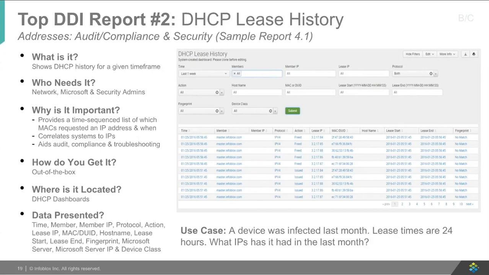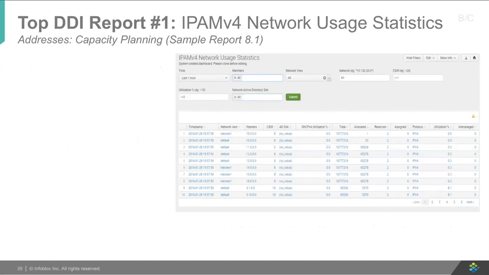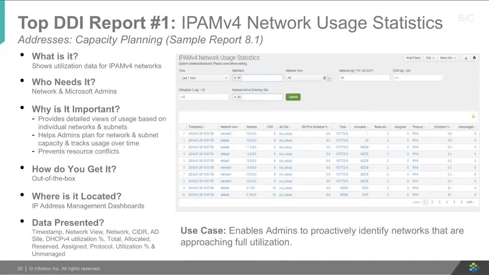All right, and then drum roll, please. So this is the top report that we have, the IPAM v4 network usage statistics report. And again, this is a capacity planning report, really, and it helps admins to proactively identify the networks that are really coming close to full capacity. And so this is really one of the most helpful reports that we have. Nobody wants to get the 2 a.m. phone call stating that there's an issue, and this certainly helps you address that, right, Craig?